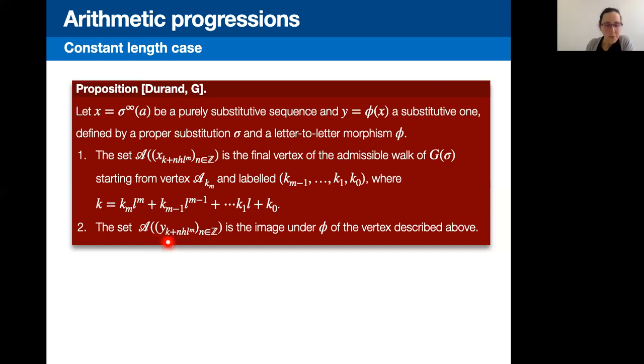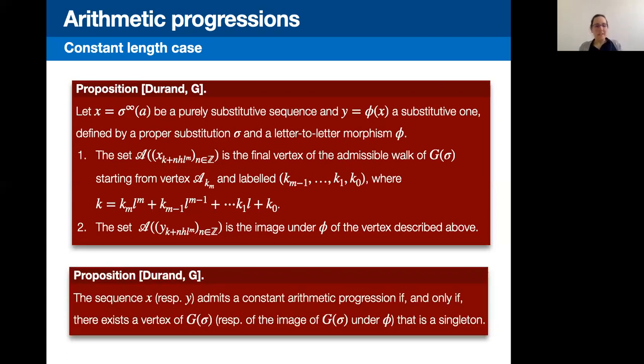And if we want to determine the alphabet of a substitutive sequence, so the image of X under the morphism phi, then it suffices to take the image under phi of the vertex described above. And in particular, if we want to have a constant arithmetic progression for this sequence, then this means that this alphabet is reduced to one letter. And we can say that the sequence X admits a constant arithmetic progression if and only if we have a vertex of the graph reduced to one letter. And we have the same for the sequence Y.